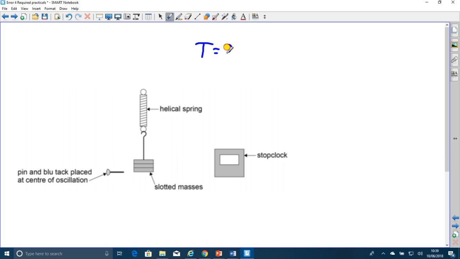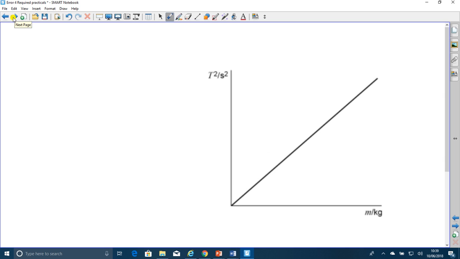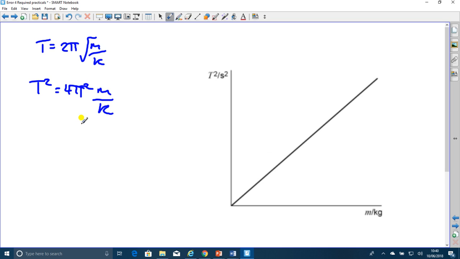Because this one of course is the same. It's just T equals 2 pi times the square root of m over k. So you'll be changing m, just like the other one changed L over g, measure T, and find the gradient of your graph. If T equals 2 pi times the square root of m over k, then T squared is 4 pi squared m over k. You would do a graph of T squared against m, and the gradient then would be, just like before, 4 pi squared over k.